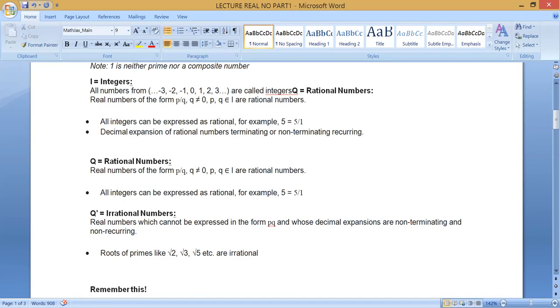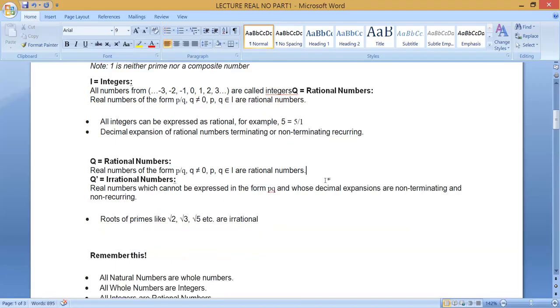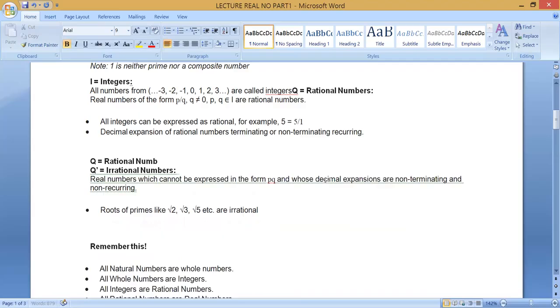When we talk about a rational number, suppose I say 6 upon 5. 6 is the numerator and 5 is the denominator. When I divide 6 by 5, what do you get? You get 1.2. When the remainder is 0, you say it is terminating. If the remainder is not 0, then you say non-terminating.